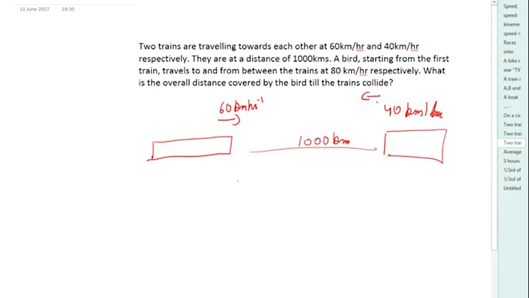Now there is a bird which starts from here. It's faster than both the trains, at 80 kilometers per hour. It reaches the other train, then comes back, and when it touches this train, it goes back towards the other train, and so on. It keeps flying between them till they collide.